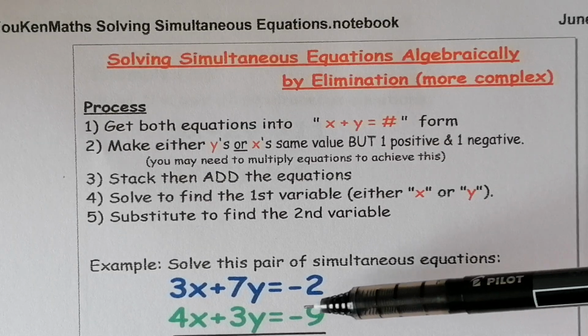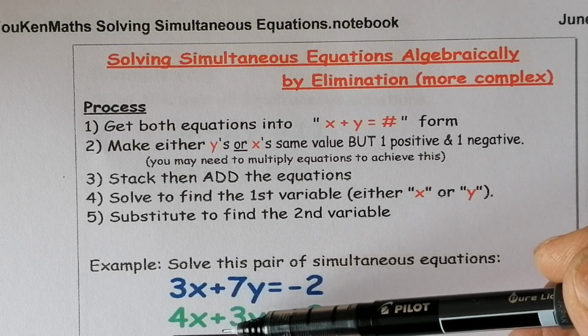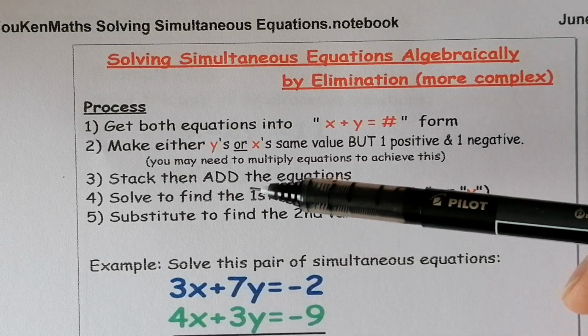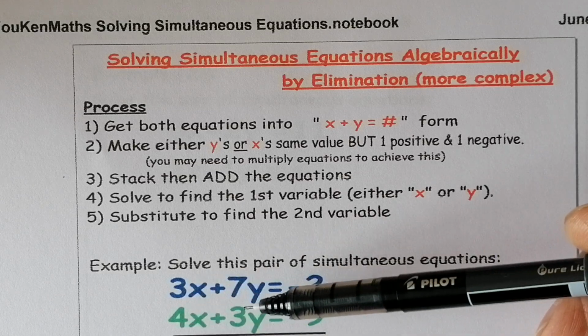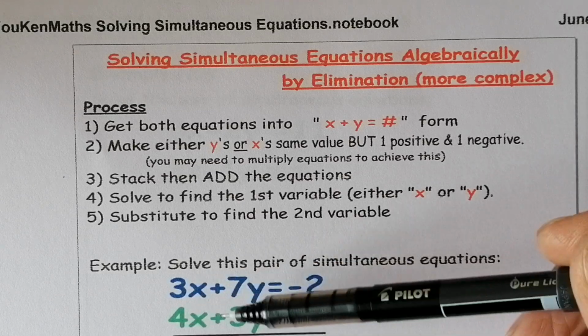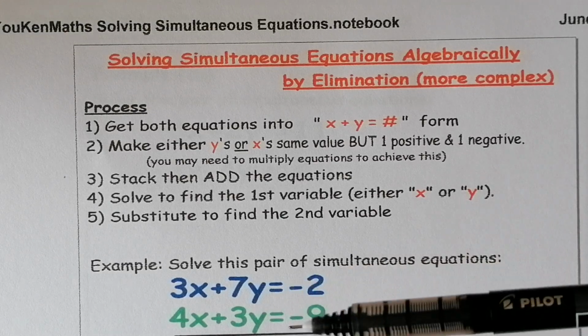Okay, and what we have here is a set of equations that don't have a negative and a positive separately. And also the numbers don't easily align up. So we need to do a bit of work around these to make sure we get them into the form where we can eliminate one of the variables.